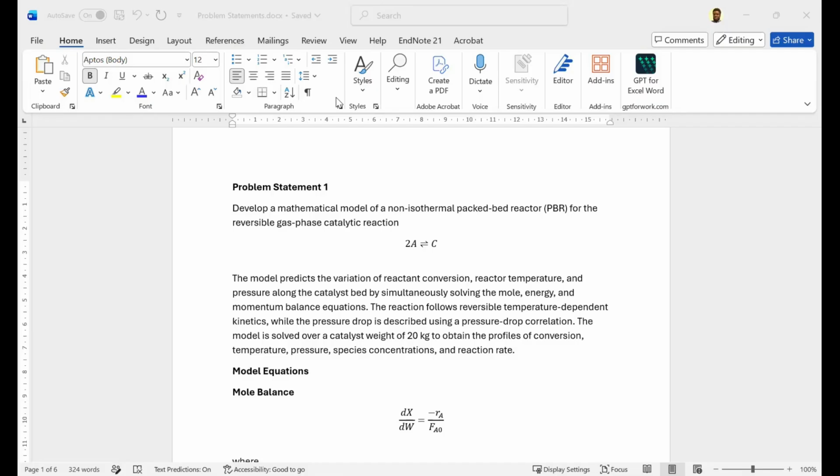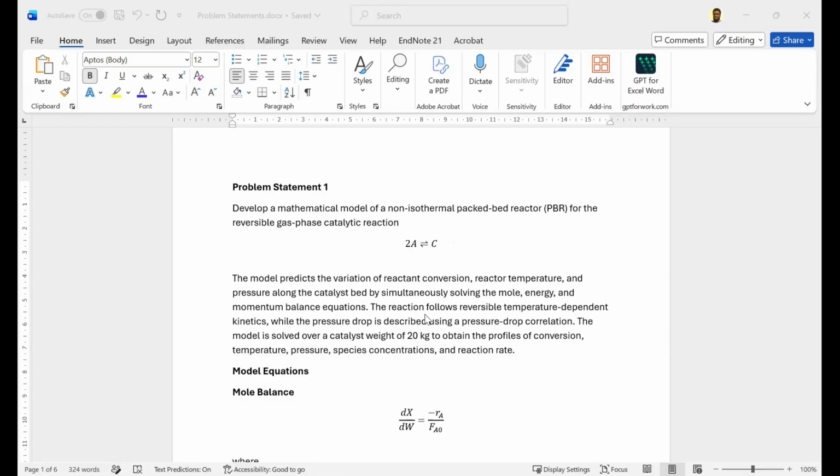So here we have slightly more complicated problems for a non-isothermal packed bed reactor, where a reversible gas-phase catalytic reaction occurs. So you have 2A goes to C, reversibly.